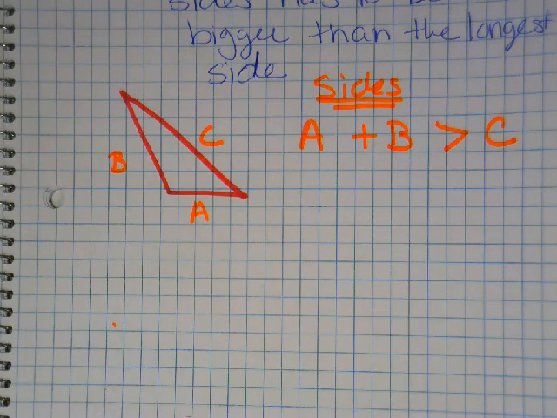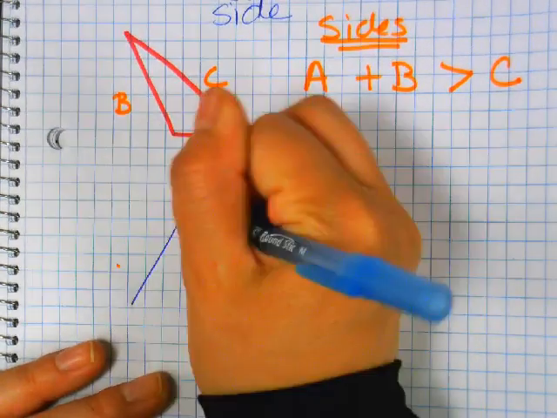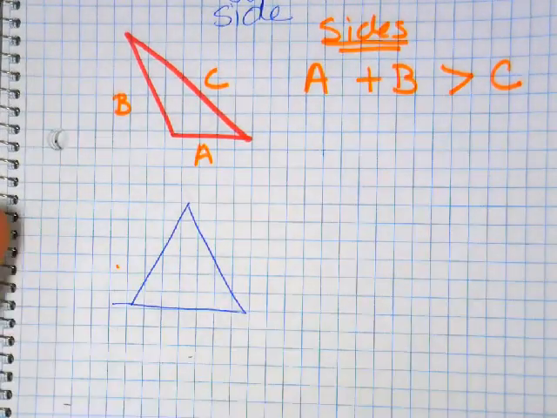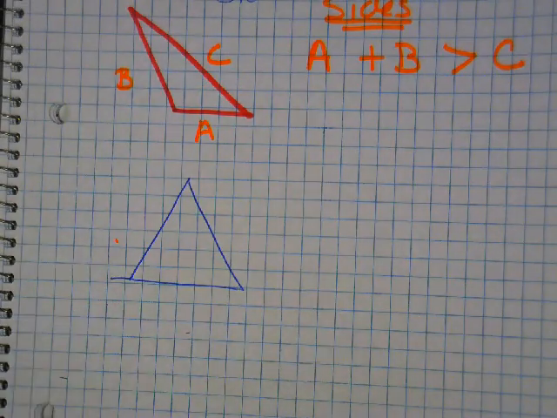If C is like 6, B and A would have to be 3 and 4, or higher. Is there a limit on how much higher you can go? No. I can have a triangle that's 100 centimeters. But who would want to do that?